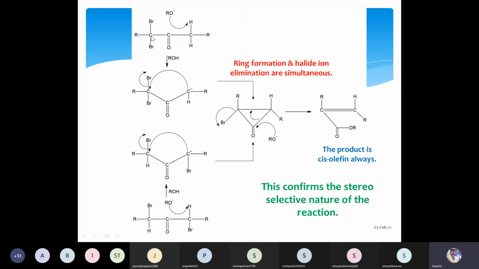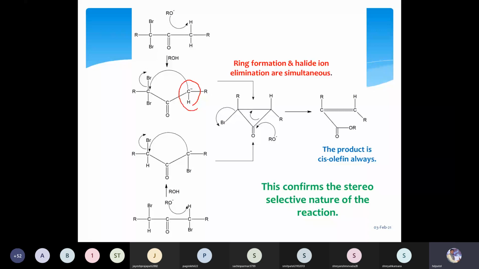In this alpha alpha dihaloketone, on the same carbon we are having 2 Br. This alpha haloketone has alpha dash hydrogen; here you can see one hydrogen is present on the carbon. If this is the case, RO minus will attack on this compound. When RO minus attacks, it will attack on hydrogen, and as a result, as we have discussed last time, in the first step, generation of a carbanion will take place. Here a negative charge on the carbon will form.